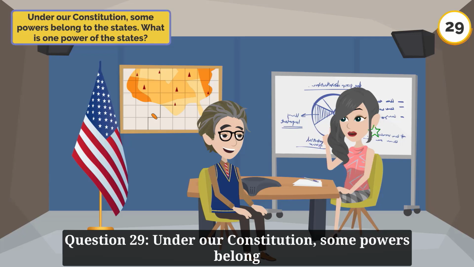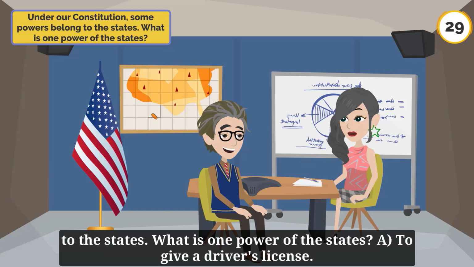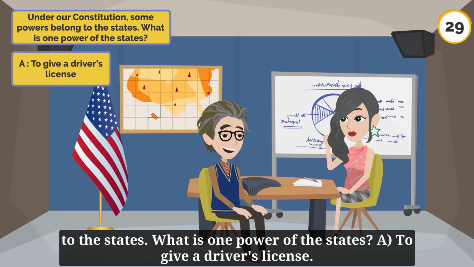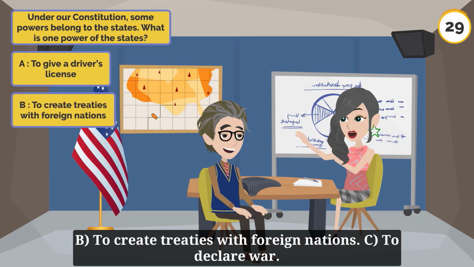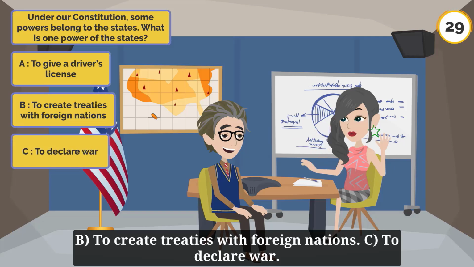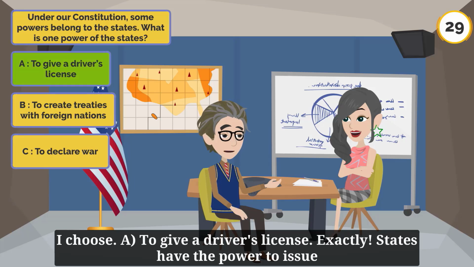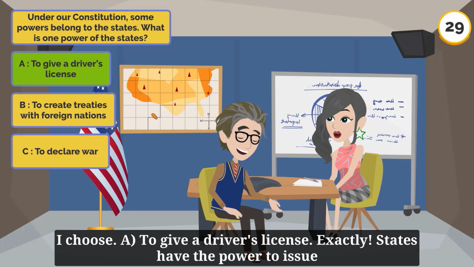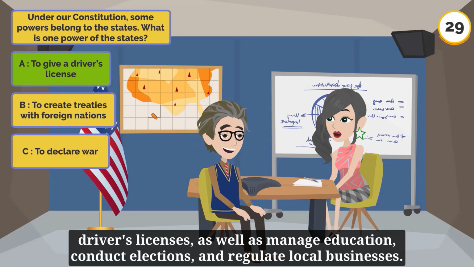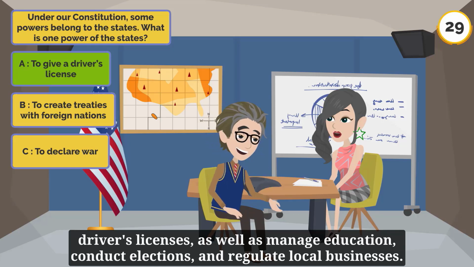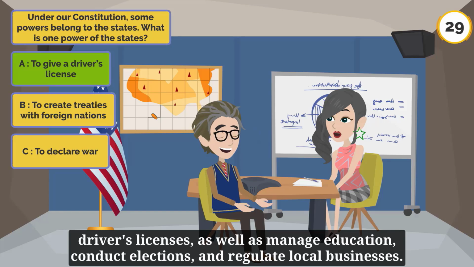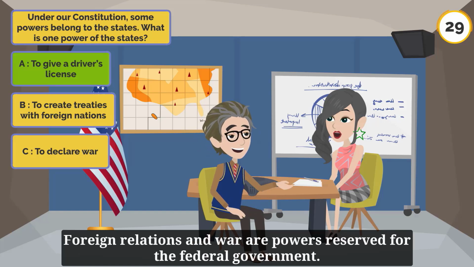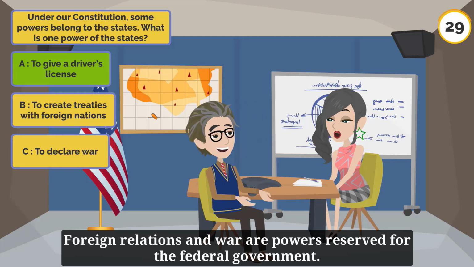Question 29. Under our Constitution, some powers belong to the states. What is one power of the states? A. To give a driver's license. B. To create treaties with foreign nations. C. To declare war. I choose A. To give a driver's license. Exactly. States have the power to issue driver's licenses, as well as manage education, conduct elections, and regulate local businesses. Foreign relations and war are powers reserved for the federal government.